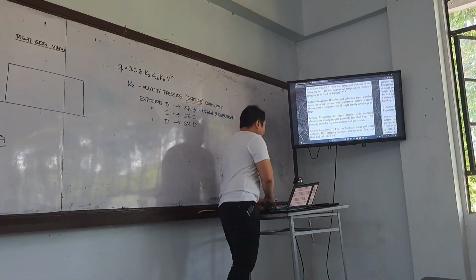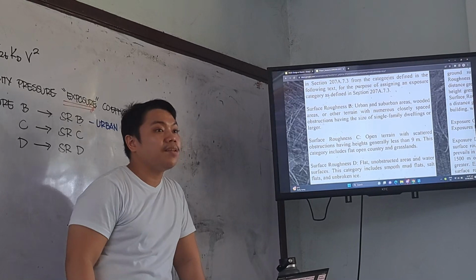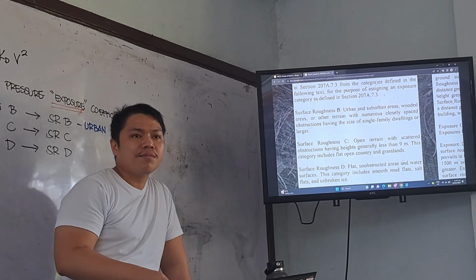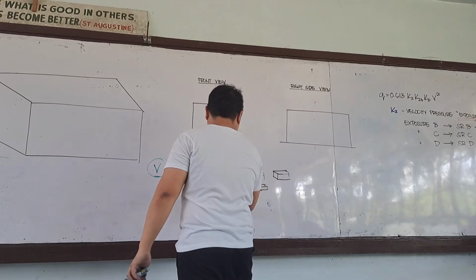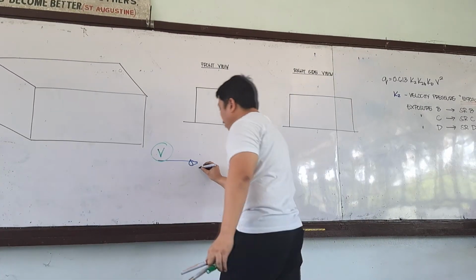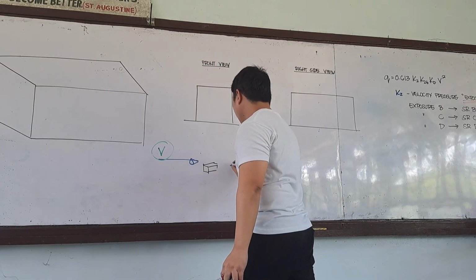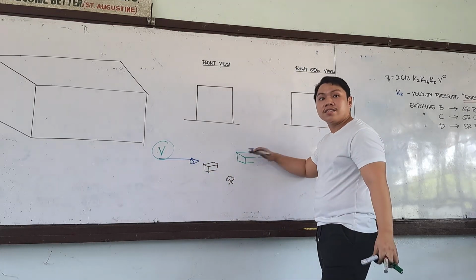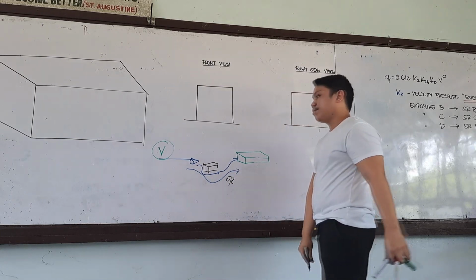Next, surface roughness C. This is open terrain with scattered constructions having heights generally less than 9 meters, so about 2 to 3 stories. Non-urban areas, rural areas. It is not open space, but before the wind blows, there are only a few scattered buildings, some buildings and some trees. So the wind does not blow directly on the building, but passes some roughness before it reaches the building.